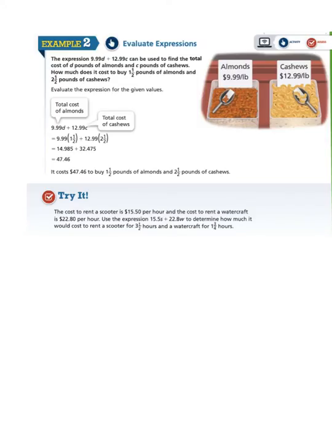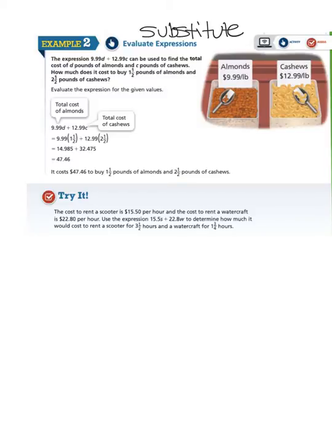All right, example number 2. Now we're going to take the algebraic expressions that we write and we're going to evaluate them. That means we are going to solve for the variable, or plug in to solve. So example number 2 says the expression 9.99D plus 12.99C can be used to find the total cost of D pounds of almonds and C pounds of cashews. How much does it cost to buy 1.5 pounds of almonds and 2.5 pounds of cashews? Evaluate the expression with the given values. So we are going to substitute.